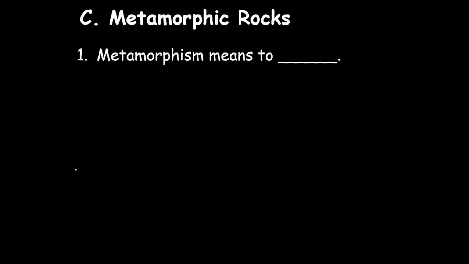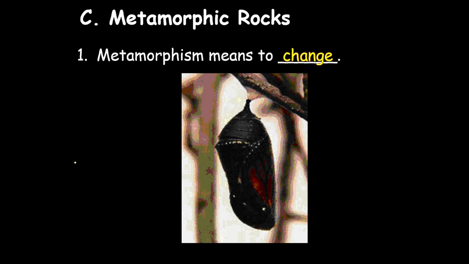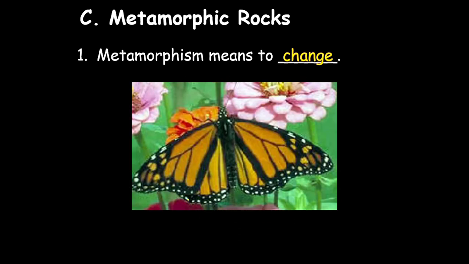What metamorphism means. Metamorphism means to change. So, as we can see, we're going to start off as one thing. And for those of you who have never seen this before, it's actually one of the coolest things that you can see in science. Right? This is a cocoon, and what comes out of a cocoon? A beautiful butterfly. So rocks can do the same thing.